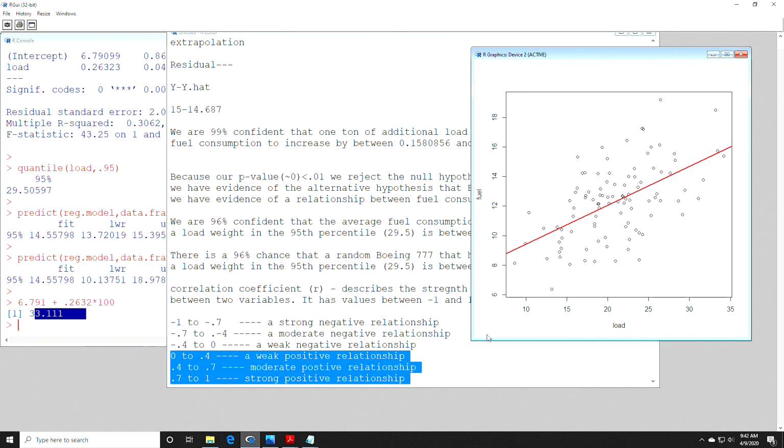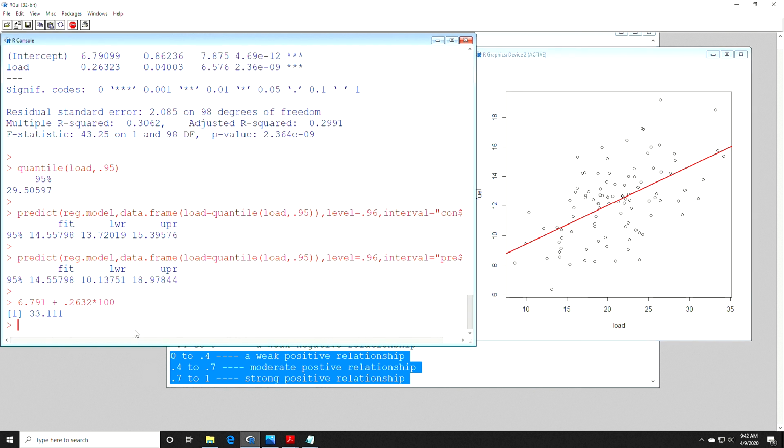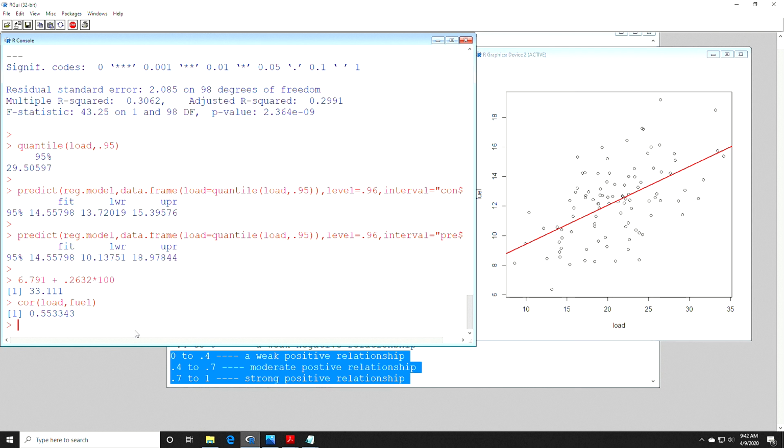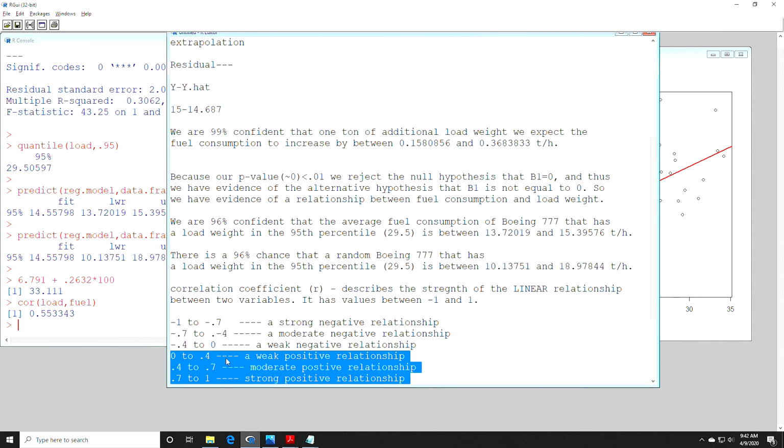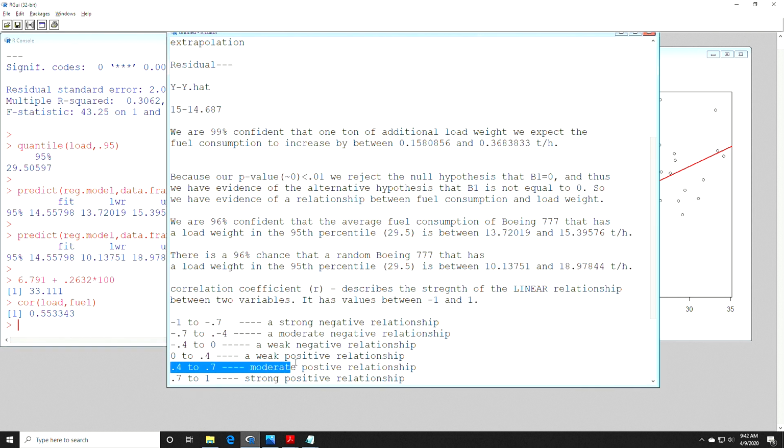And again, I would guess a weak, possibly moderate correlation. And so it's very easy to calculate the correlation. All we have to do is put cor and then put x comma y, in this case load comma fuel. And so in this case we can see it's 0.55. Of course that is a positive value because the slope is positive.